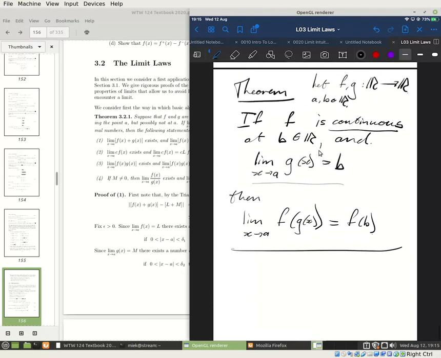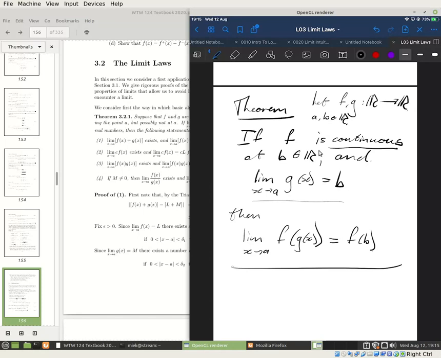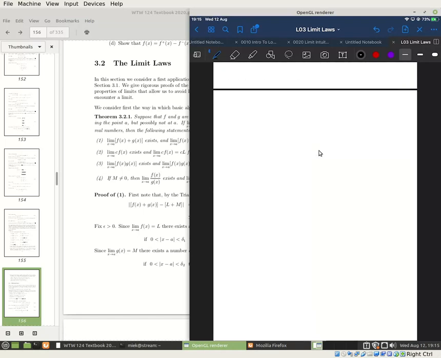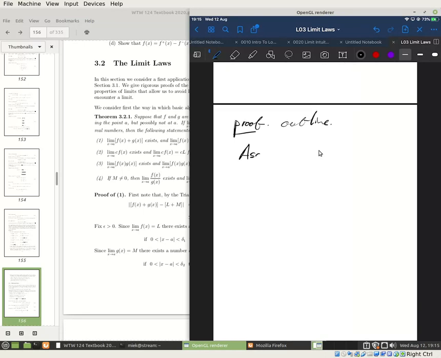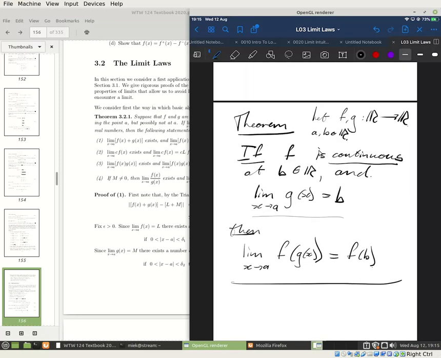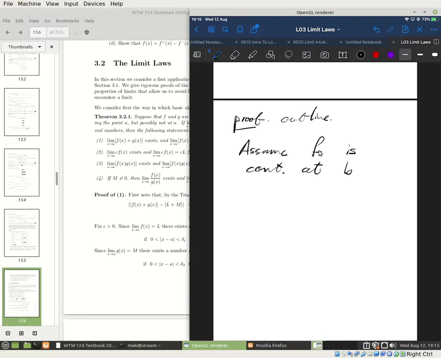Okay, so let us prove this theorem. So again, as always, you start with your proof outline. So we want to prove this implication. So we assume that f is continuous at b. Let's write it this way. So we assume 1, f is continuous at b, and assume 2, the limit as x tends to a of g of x is equal to b. So here are our assumptions.